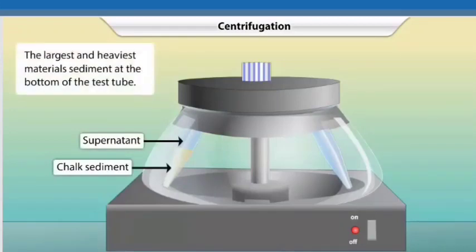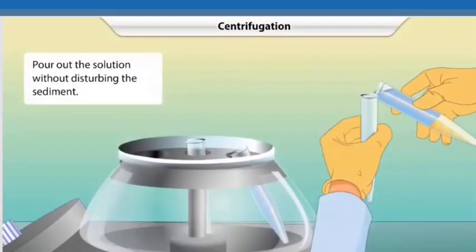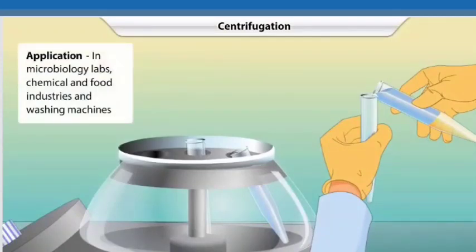The largest and heaviest materials sediment at the bottom of the tube. The solution at the top, also called the supernatant, can be poured out without disturbing the sediment. Centrifugation is used in microbiology labs and chemical and food industries. The principle of centrifugation is also used to squeeze out water from the clothes in a washing machine.